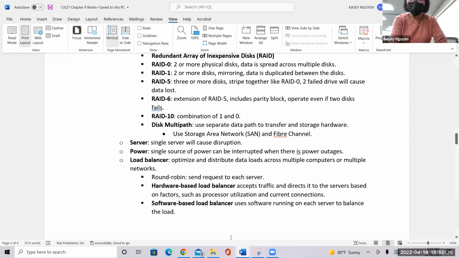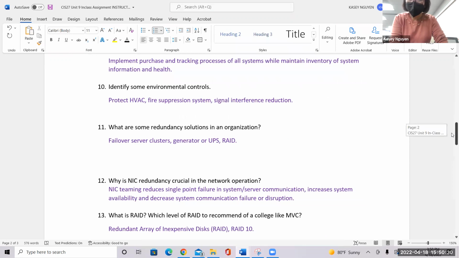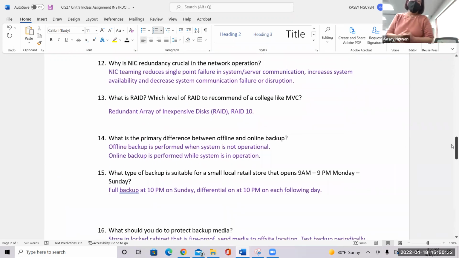Okay, I haven't gone to backup. Any question regarding load balancer? That will also be revisited in the network protocol more closely.